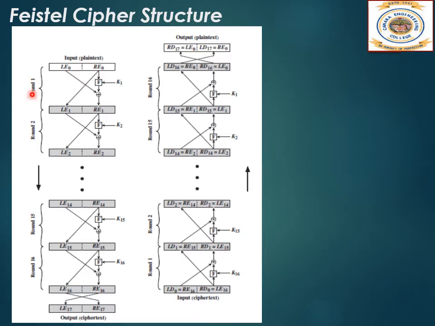Now in this figure, you can observe there are 16 rounds. All rounds have the same structure; the same procedure is followed in all the rounds. A substitution is performed on the left half of the data. This is done by applying a round function F to the right half of the data. You can observe the key also over here, which is derived from the overall key K.